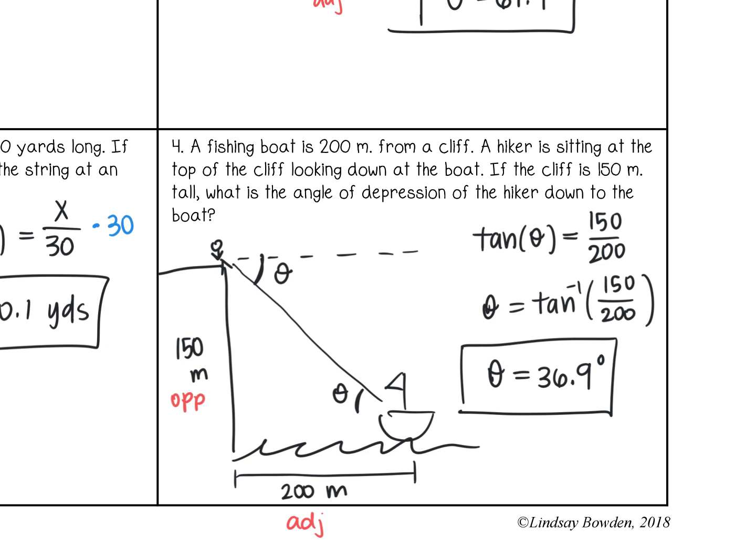The biggest thing to remember about angles of depression is they are not the angle at the top of the right triangle. That's a very common misconception with angles of depression, that they are the other angle in the right triangle, and they are not.